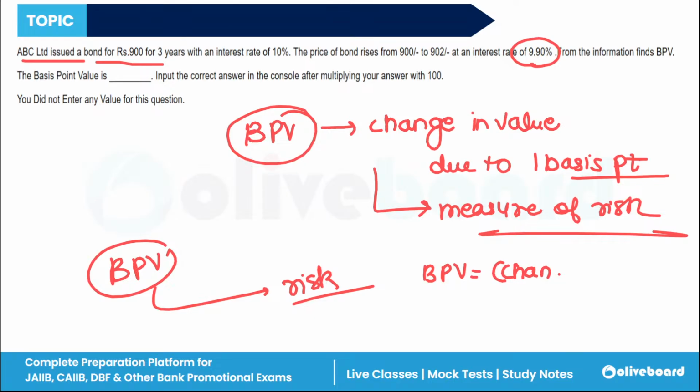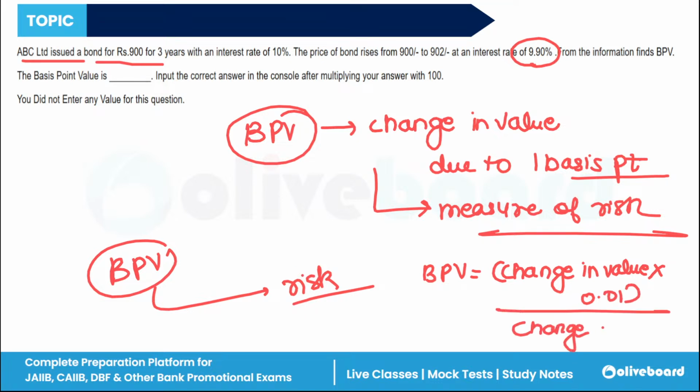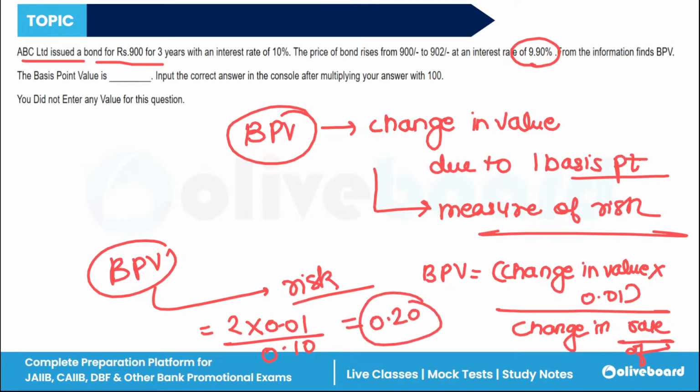change in value multiply 0.01 divide by change in rate of interest, that is equals to 2 multiply 0.01 divide by 0.10, which is equals to 0.20.